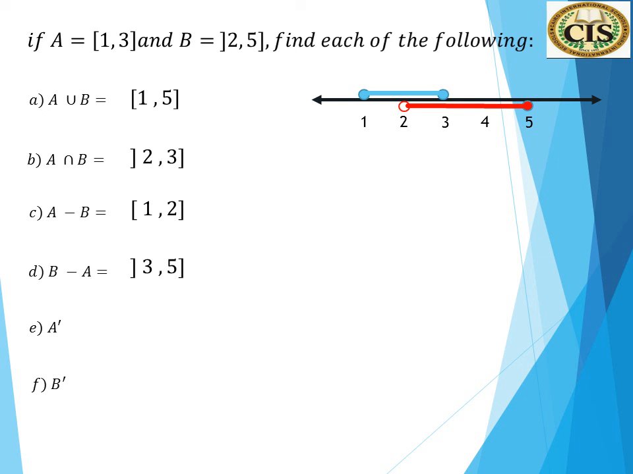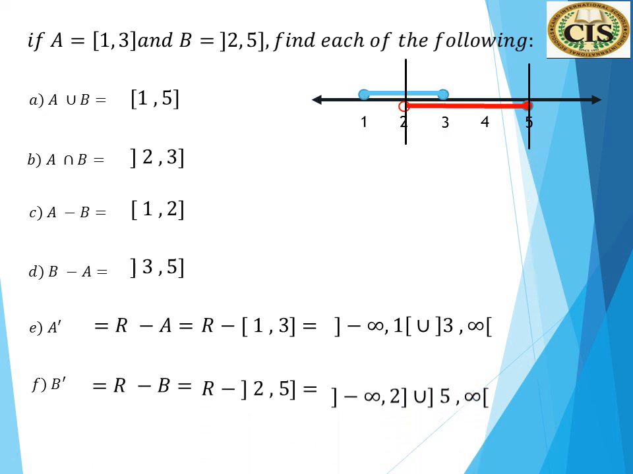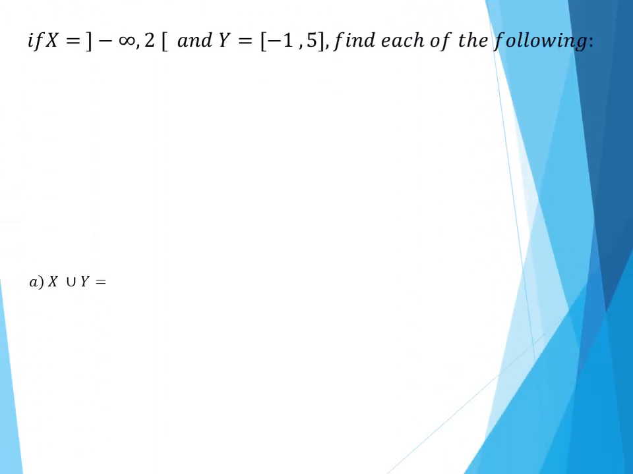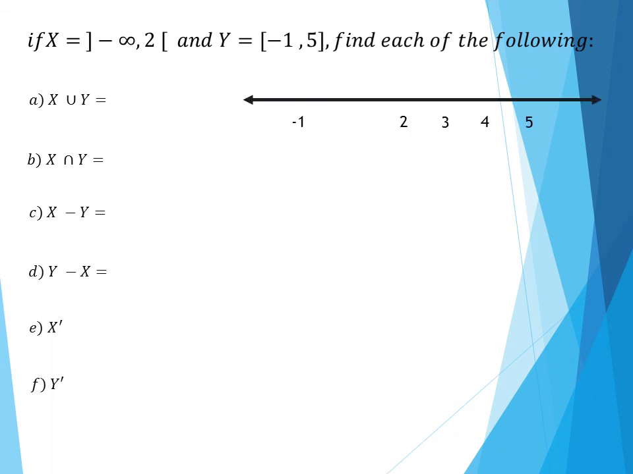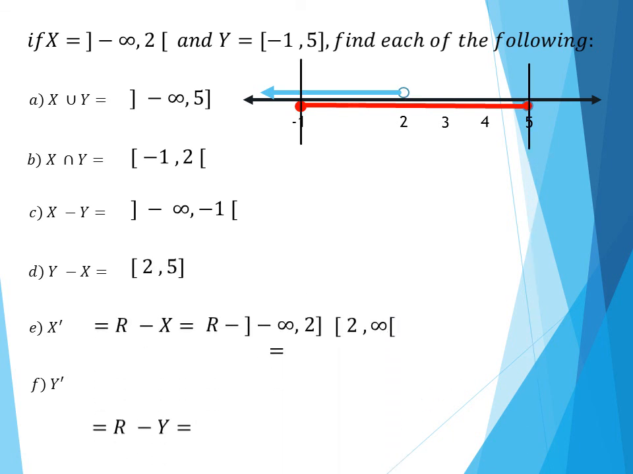What about the complement of A? The complement of A means belonging to R and not belonging to A. It means all the real numbers except A. R minus 1, 3 will be negative infinity, 1 open, union 3 open, infinity. B means R minus B. By represent, like the last example.